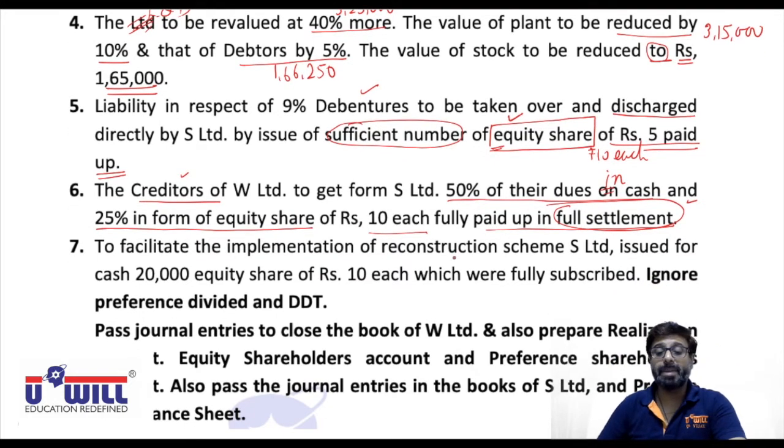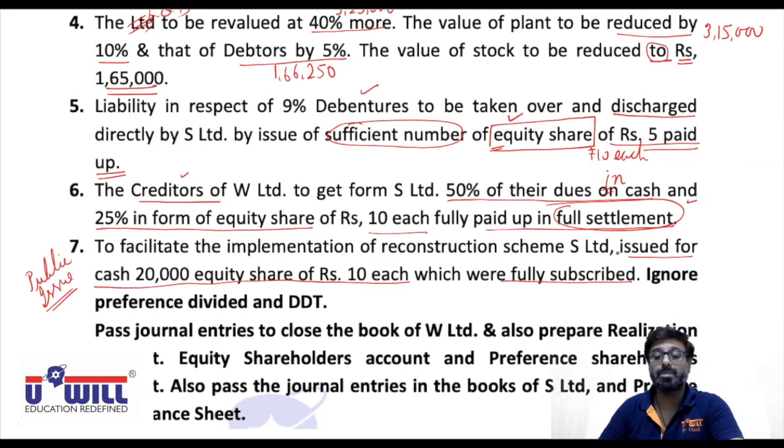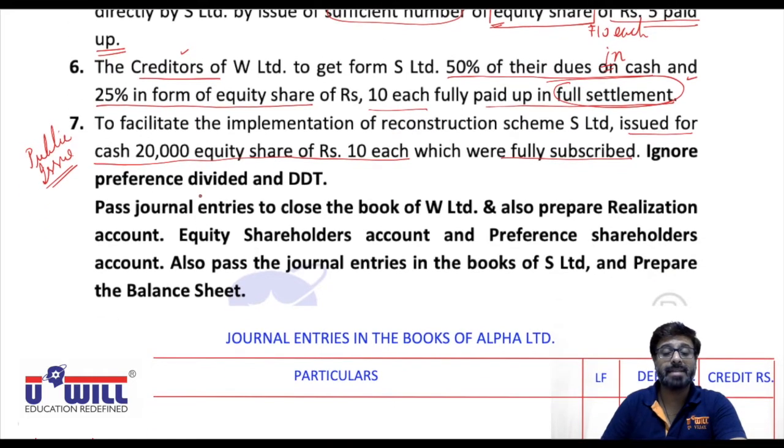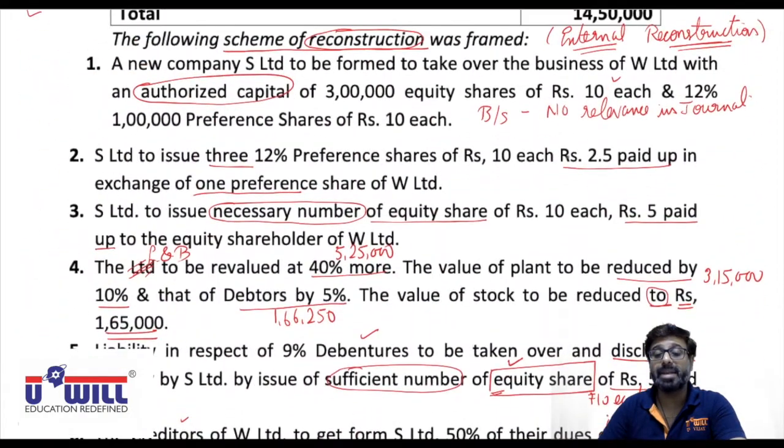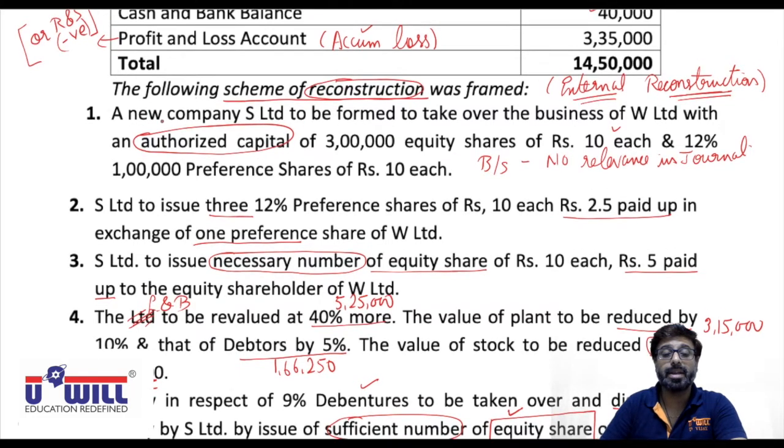To facilitate the implementation of reconstruction scheme, S Limited issued for cash 20,000 equity shares of rupees 10 each which were fully subscribed. This is the public issue of shares. So that public issue entry will come in the books of transferee company. Ignore preference dividend and dividend distribution tax. As such, we have not taken that point in any of the questions so far. Now pass journal entries to close the books of W Limited, that is transferor company. Here W is transferor company and new company S Limited is transferee company.